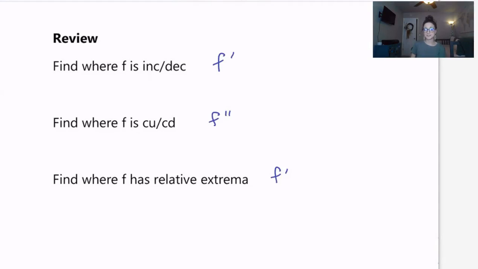So the only time we analyze the sign of the second derivative is when we are looking at where f is concave up or down. But when I want to know where f is increasing, decreasing, or where f has a relative extrema, then I would look at the first derivative. And today we're going to look at absolute extrema, so once again we are going to be looking at the first derivative.